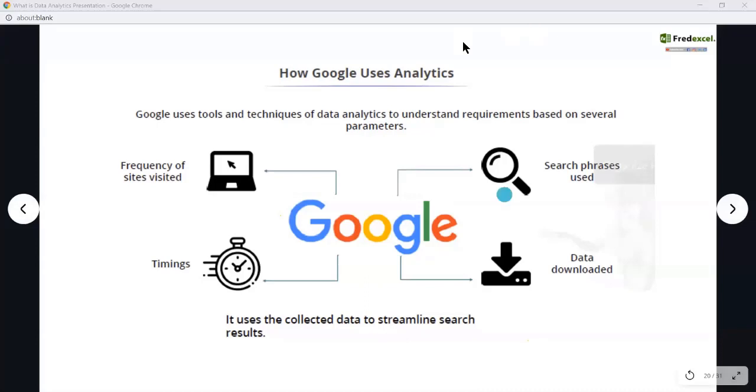They are also looking at the search phrases. Nowadays, you realize that sometimes the moment you start typing a search, it looks like it knows what you are thinking about. The Google machine is able to predict.